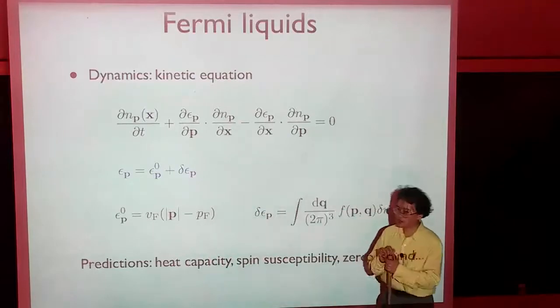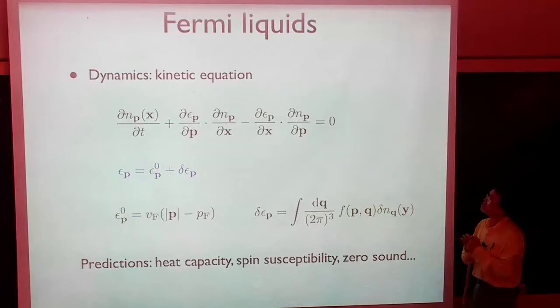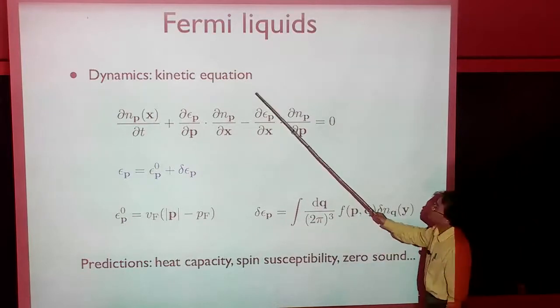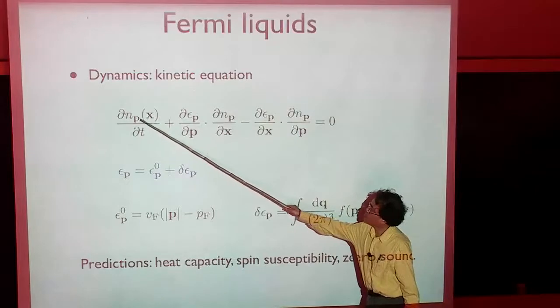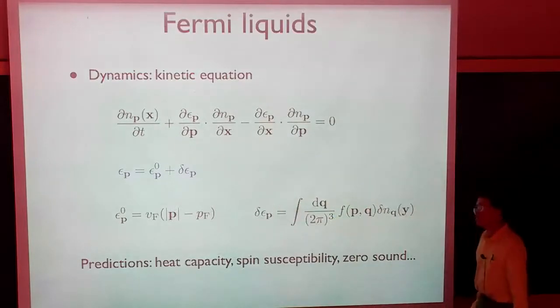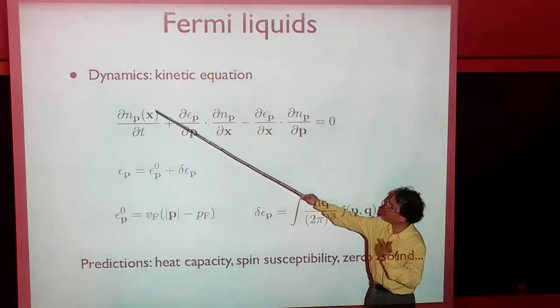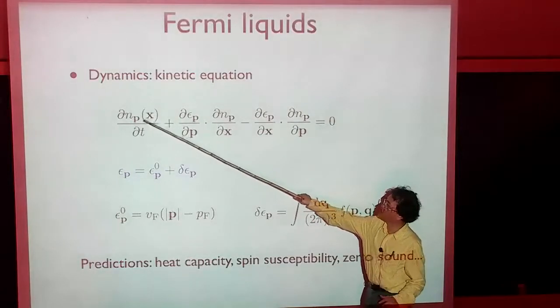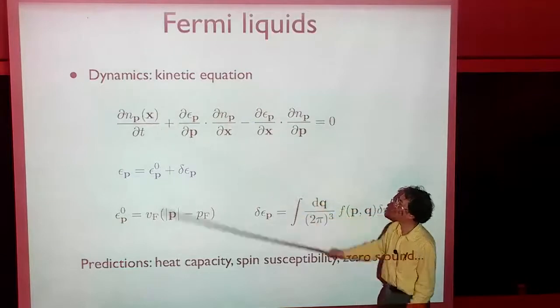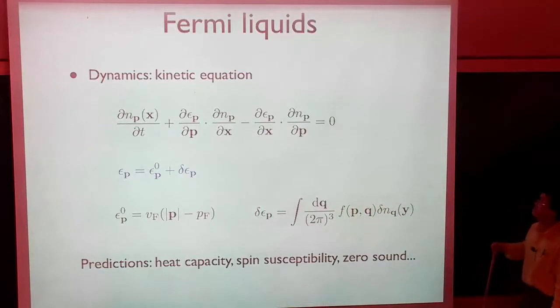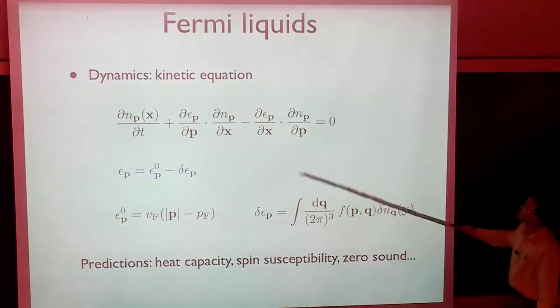So mathematically, the Fermi liquids are described in the orthodox Landau original description, which is based on a kinetic equation in which one writes down the equation describing the time evolution of the distribution function of quasi-particles, called n_p(x), the average occupation number of a particle with momentum p at point x. And it evolves according to a certain Liouville type equation that is written right here.